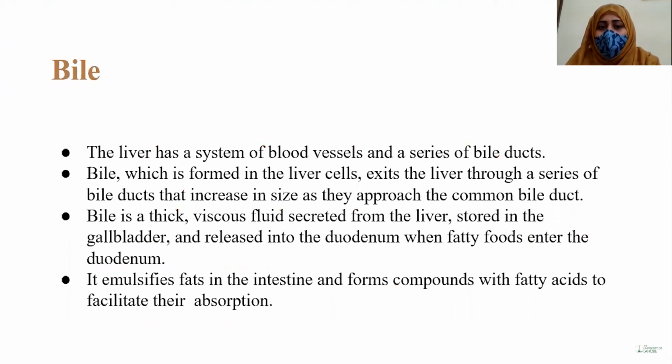Next, we will discuss bile. What is bile? The liver has a system of blood vessels and a series of bile ducts. Bile, which is formed in the liver cells, exits the liver through a series of bile ducts that increase in size as they approach the common bile duct. Bile is basically a thick, viscous fluid which is secreted from the liver, stored in the gallbladder and released into the duodenum when fatty foods enter the duodenum. It emulsifies fats in the intestines and forms compounds with fatty acids to facilitate their absorption.